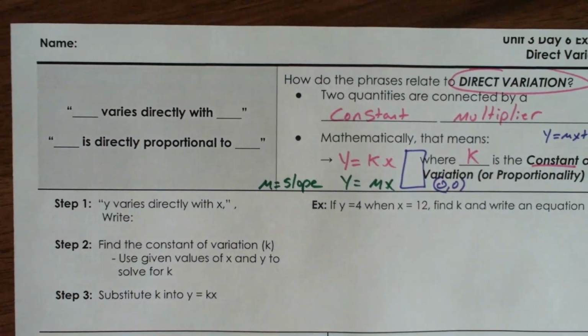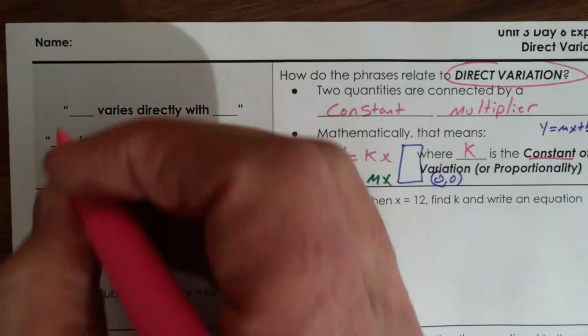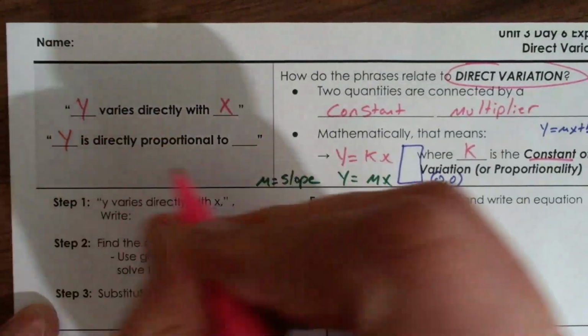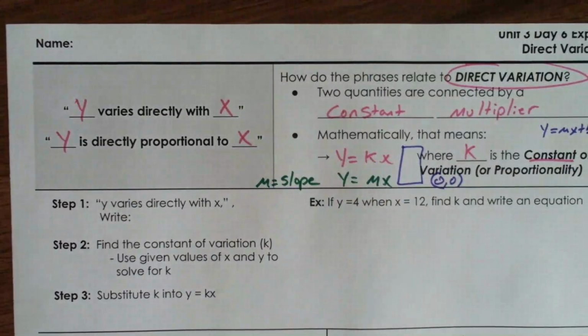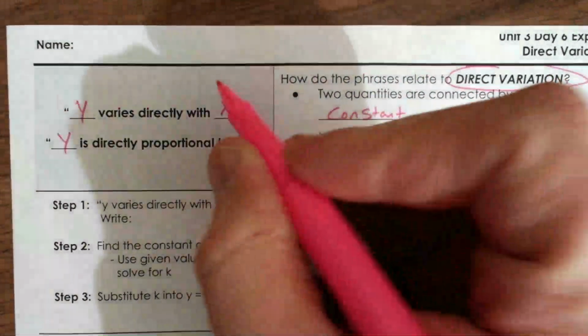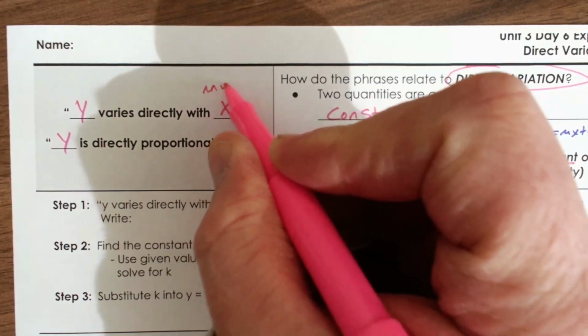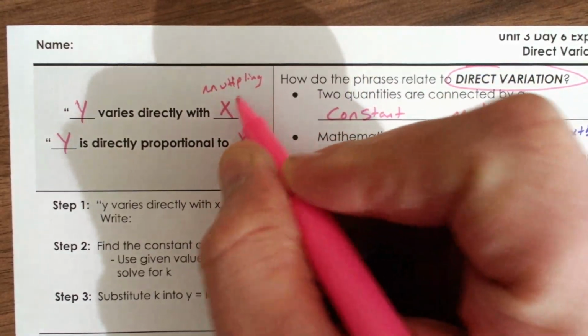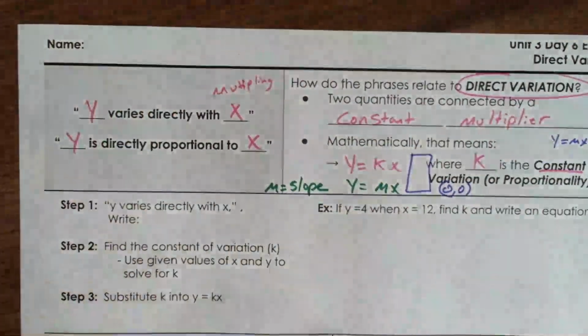So what this also looks like, you'll often see the phrasing of y varies directly with x, or y is directly proportional to x. What you'll often see also is instead of using y and x, it will say something along the lines of h varies directly with c or something like that. It still means the same thing. Something is multiplying this to get you this.